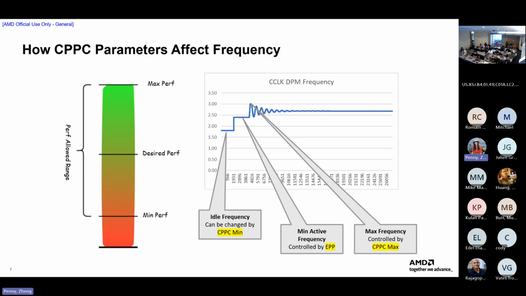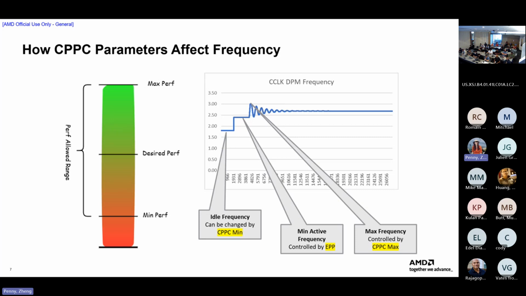I have drawn this picture to show you how these CPPC parameters affect the CCLK DPM frequency. You could assume it as a core frequency here. The lowest point in the picture refers to the idle frequency. The idle frequency can be changed by increasing the CPPC minimum register. Near it, we could see an instant transition, and that slope means the mean active frequency.